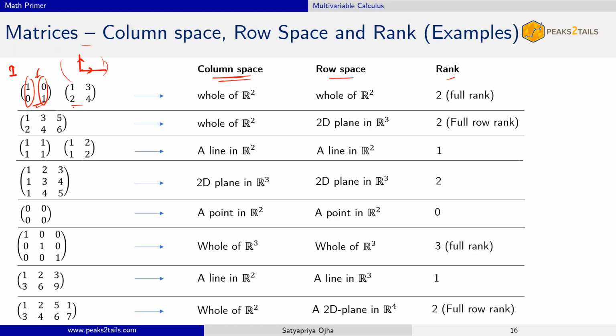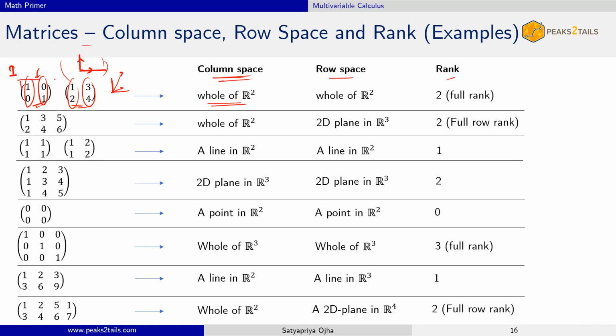For this one also, 1, 2, 3, 4, these are non-standard, as in not unit vectors, but they also have some angle. 1, 2 is like this, 3, 4 is like this. So you can span the entire space. The column space is the whole of R square, the entire XY plane.